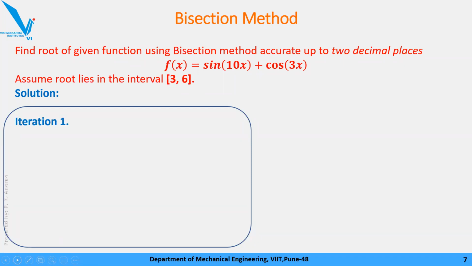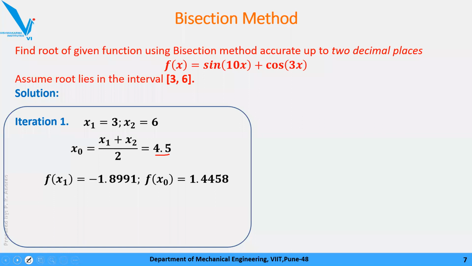So we'll start with the first iteration. In the first iteration we will take x1 equal to 3, x2 equal to 6, which is given. So we'll find out the first attempt at the root. That is x0, x0 equal to x1 plus x2 by 2. We got the value 4.5.